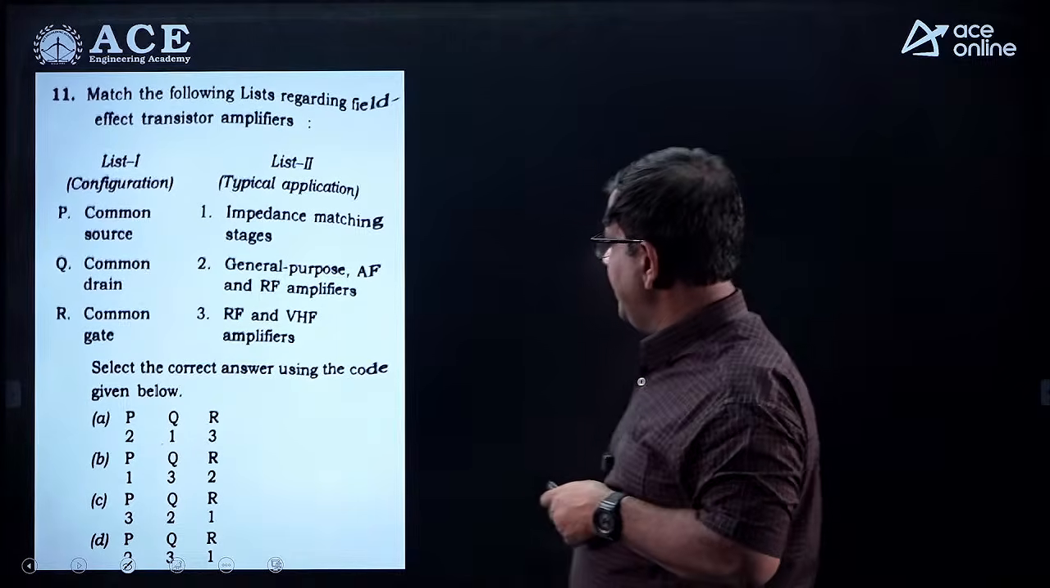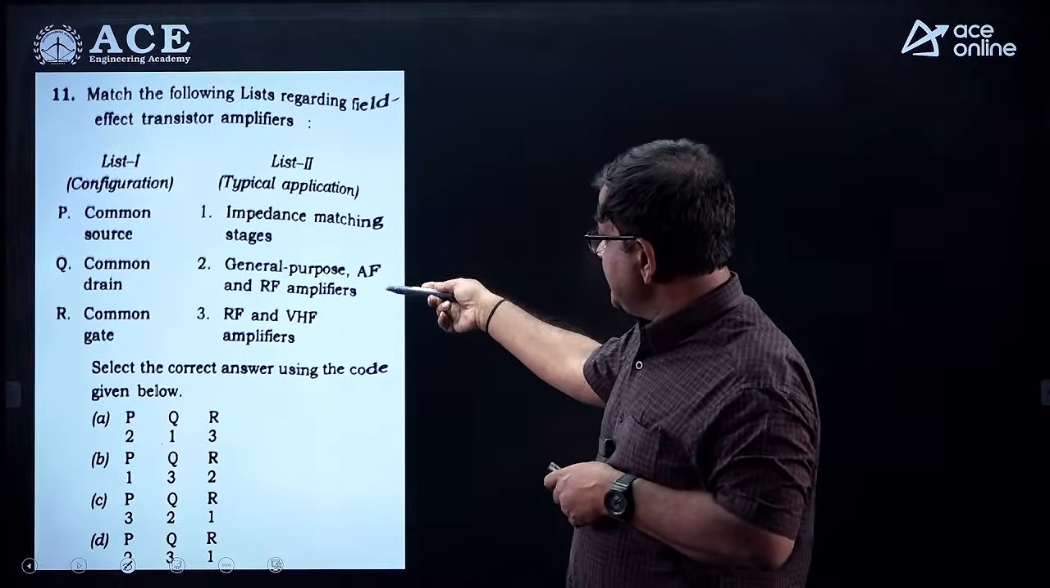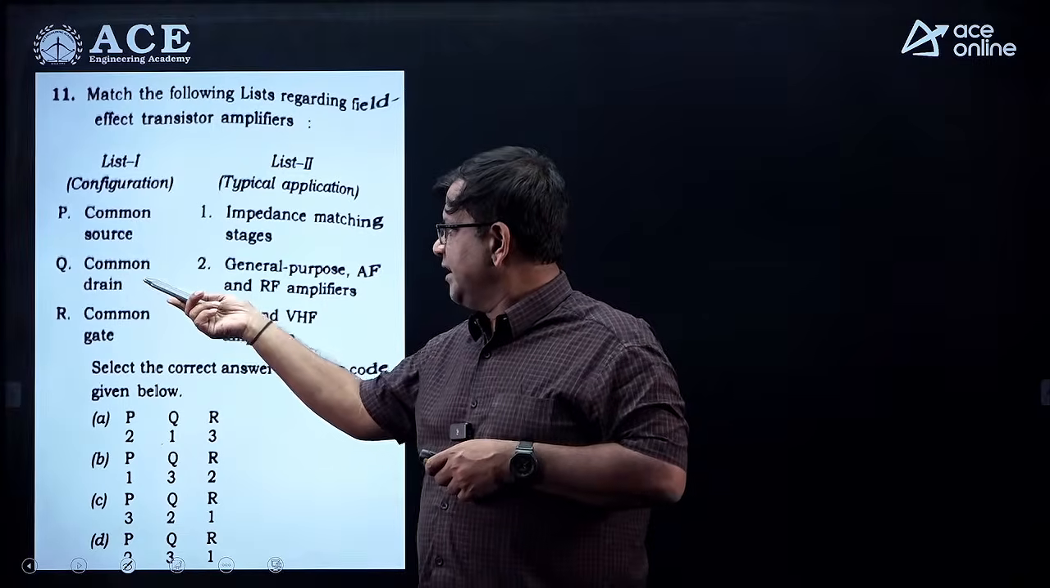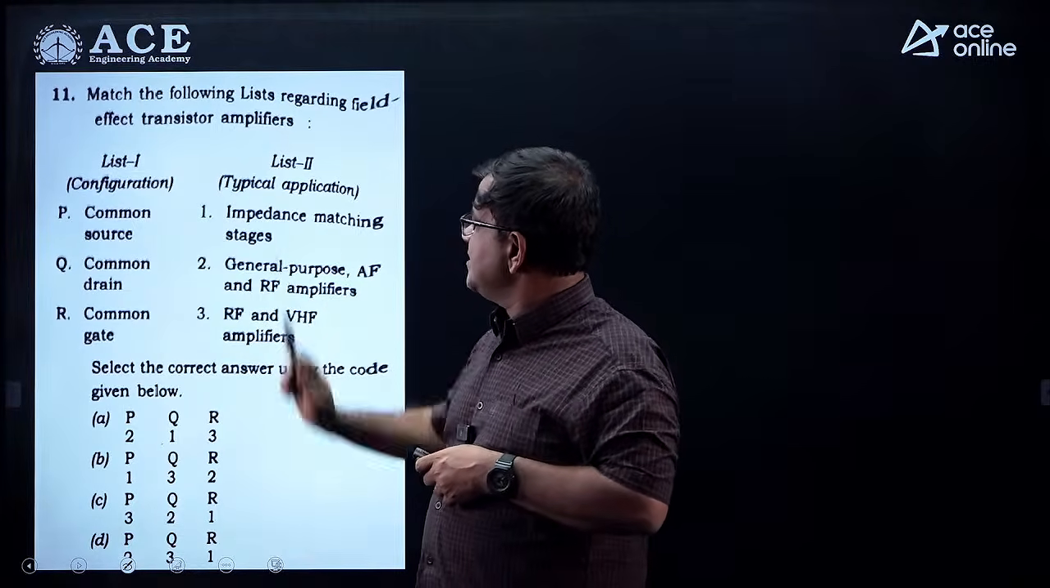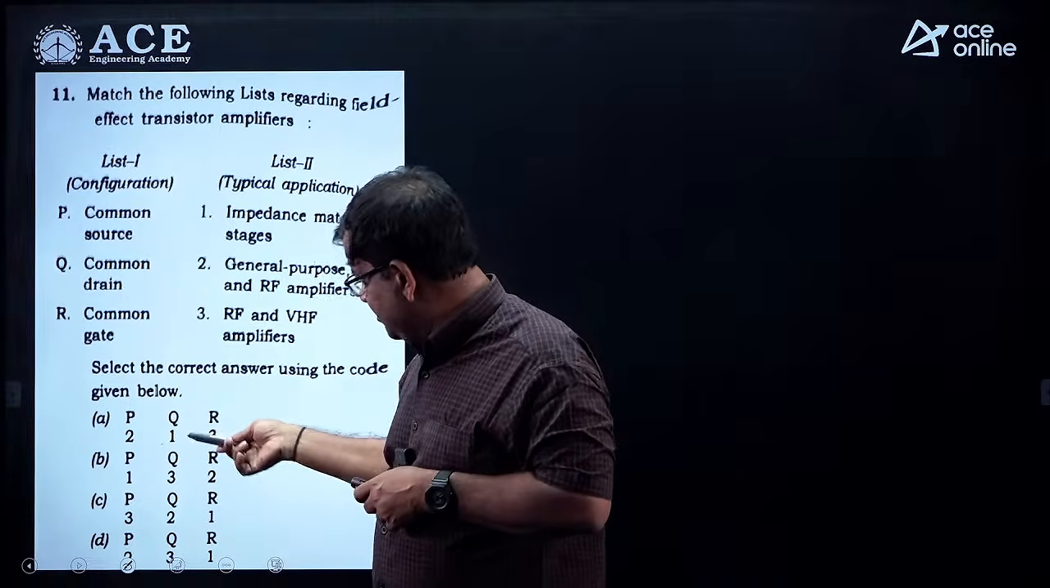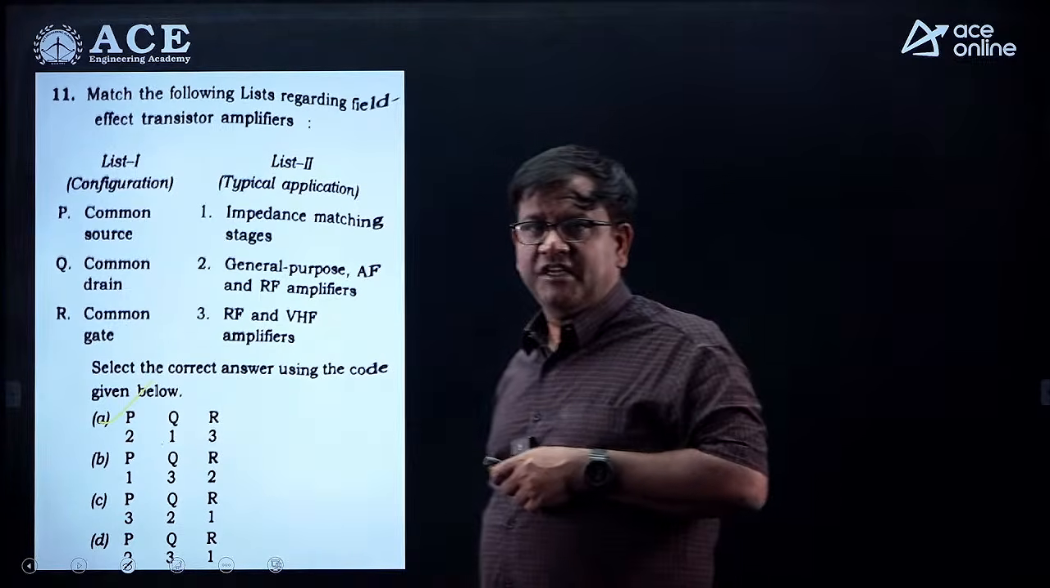Match the following regarding the field effect transistor. Common source, common drain and common gate are given. Impedance matching, general purpose or something is given. Let us pick some option here. Common drain, generally it is used for impedance matching. So, Q should be 1. Let us first check if there is any Q1. There is only one option. No need to check the other two options.